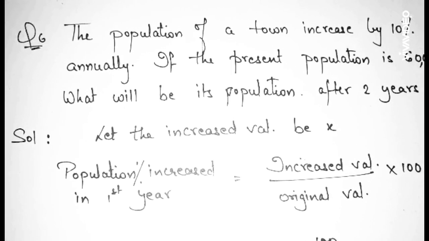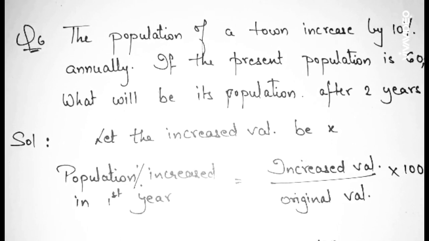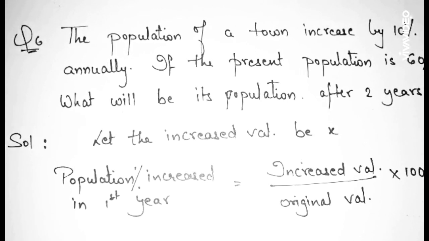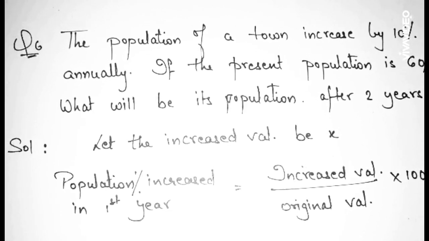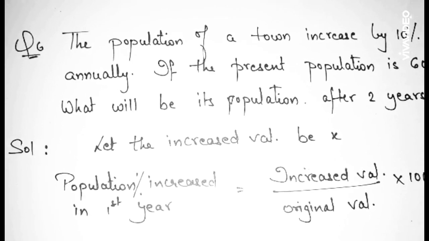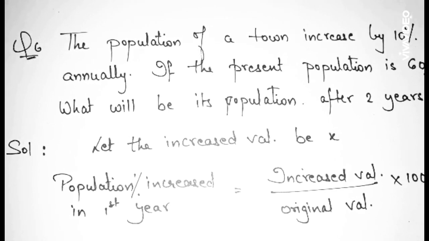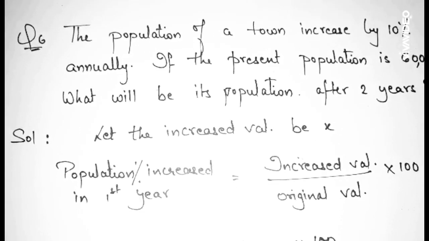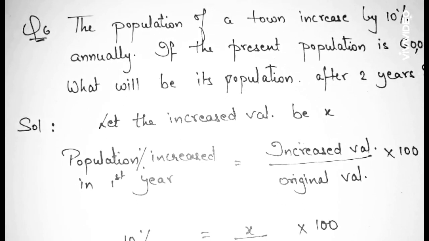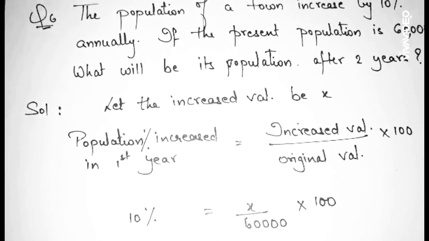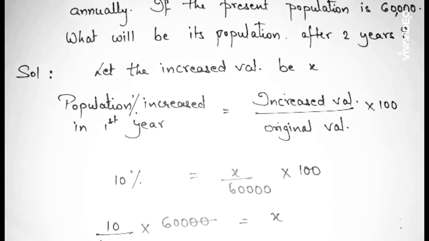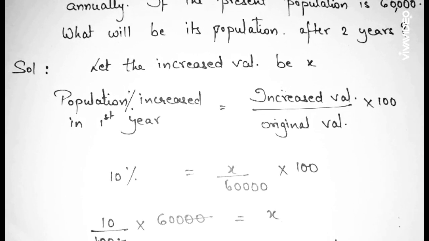Okay. Now, do we have the increased value in the question? Of course not. So when we do not have the increased population, I am just assuming the increased value as x. So let's start the question. Let the increased value be x. We know how to put the formula: increase percent equals increased value upon original value into 100.